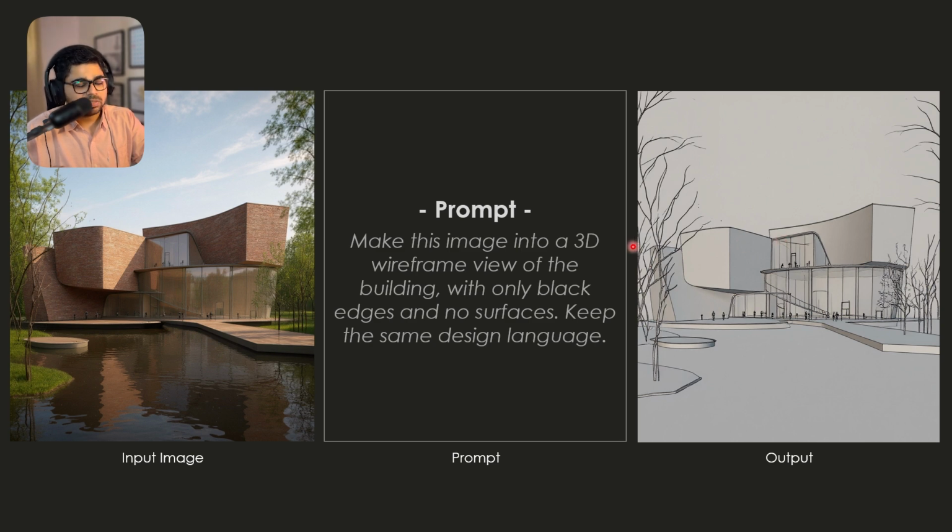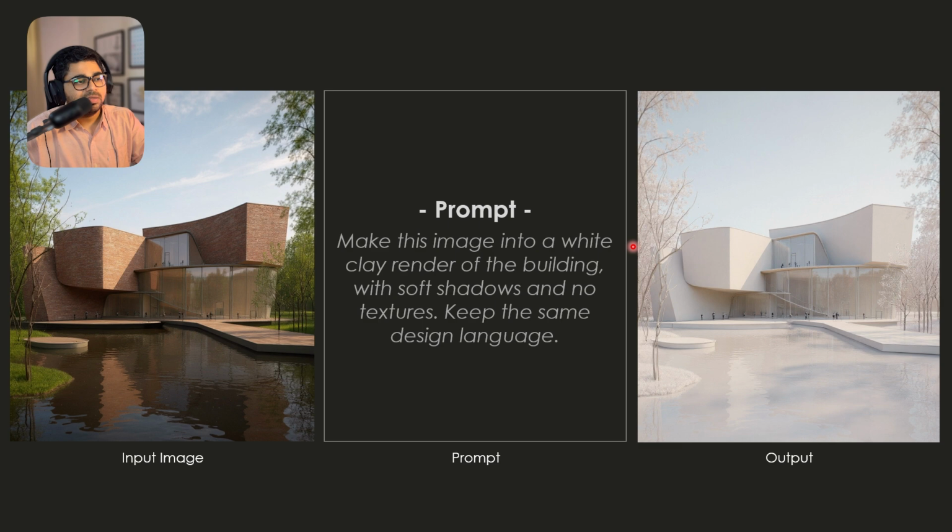The next image is my favorite of this bunch, which is this white clay render of the building with soft shadows and no textures. And this is so beautiful. Have you ever done a clay render? It is so difficult to match the sky. Either the sky is too blue or the building is too white. There is no depth to it. If there is a water body, there is a reflection of the sky. There are too many complications.